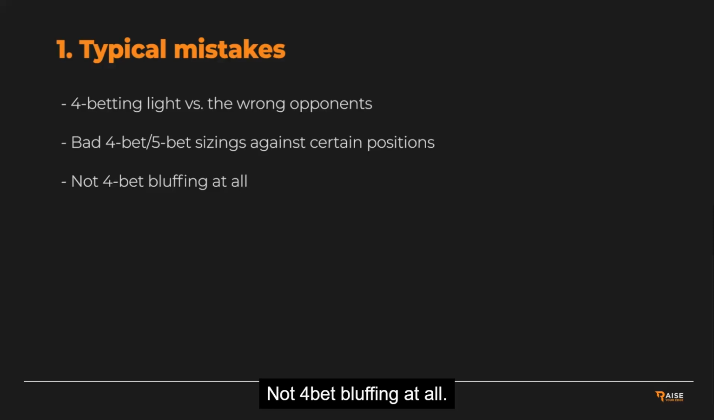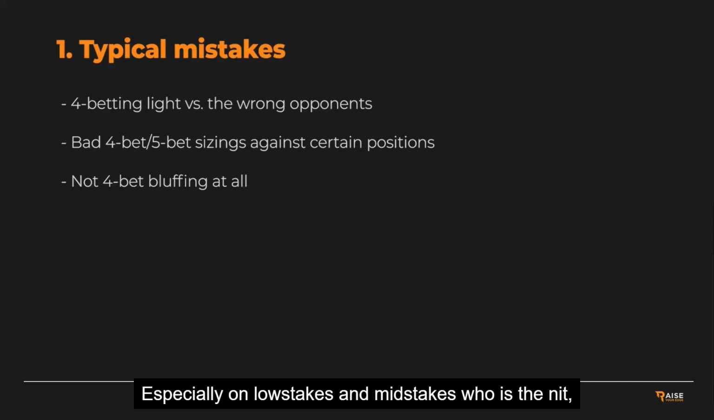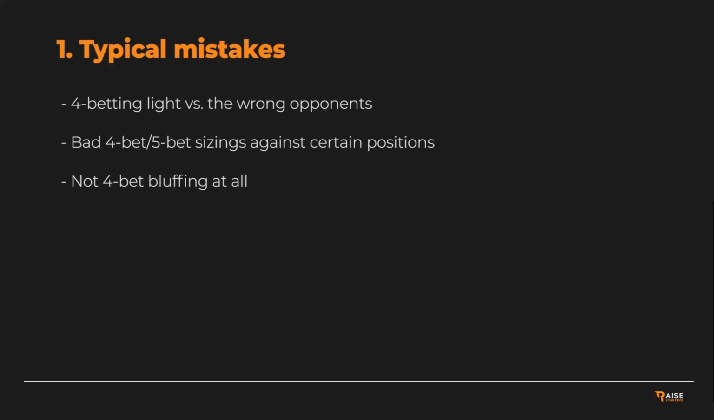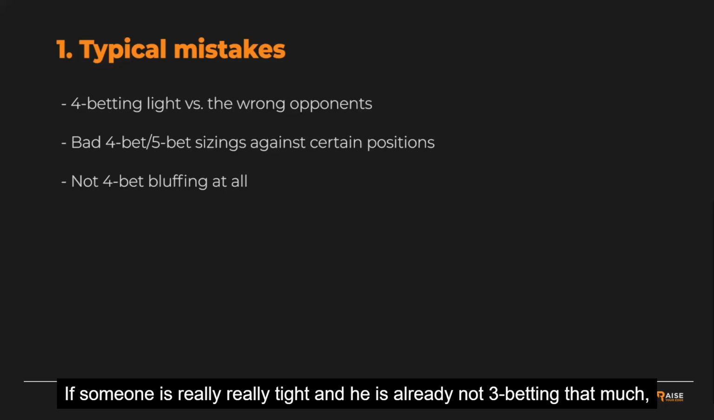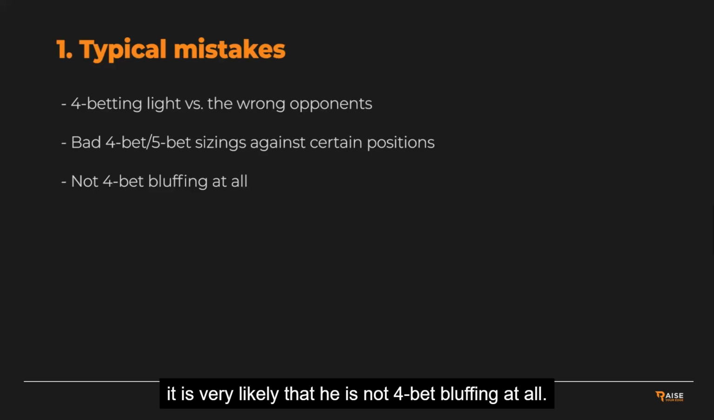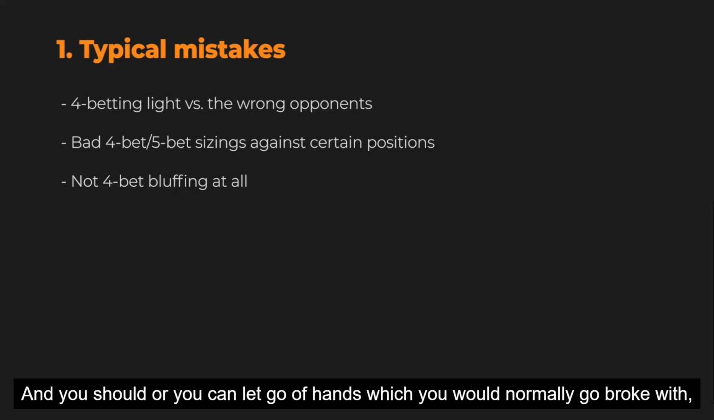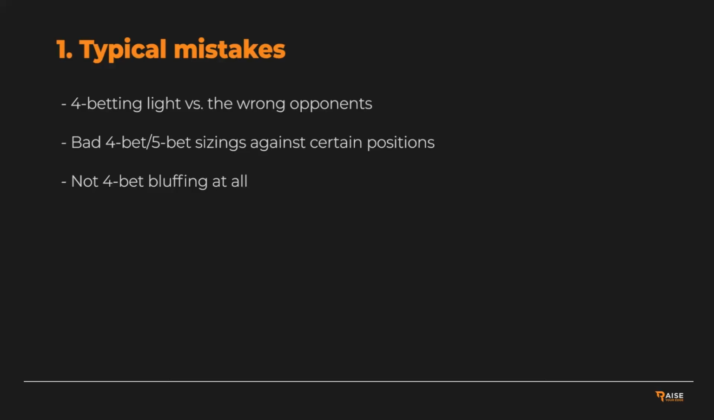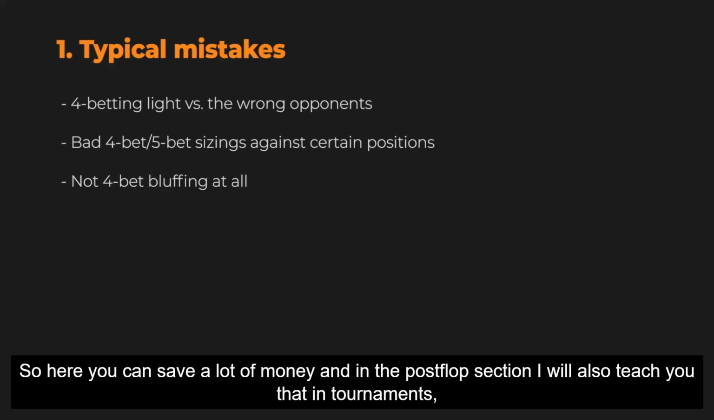Not 4-bet bluffing at all. Especially on low stakes and mid stakes, you can figure out who's in it, and you can avoid setups by being aware of who you're playing against. If someone is really tight and he's already not 3-betting that much, it is very likely that he's not 4-bet bluffing at all. And you can let go of hands which you would normally go broke with: situations where you have pocket queens, pocket jacks, ace king or ace queen. So here you can save a lot of money.